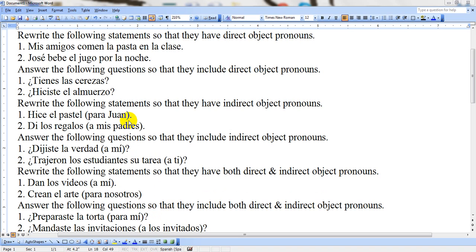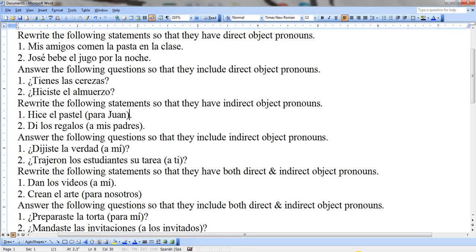Now, just in case you're wondering why I put the indirect object nouns in parentheses, the reason is because technically you can't have a sentence in Spanish that looks just like this. Hiciste el pastel para Juan. You made the cake for Juan. In this sentence, when you have an indirect object noun, you also must have the indirect object pronoun in the sentence with it. So just for practicing purposes, I leave it out in the original sentence because if I put it in there, then you'll know what the answer is already. So I want you to think about it in that sense.